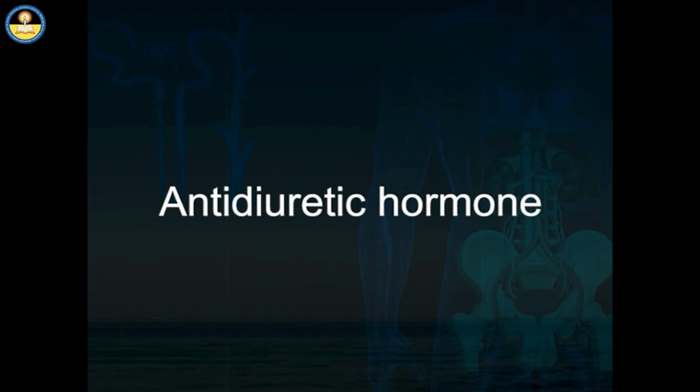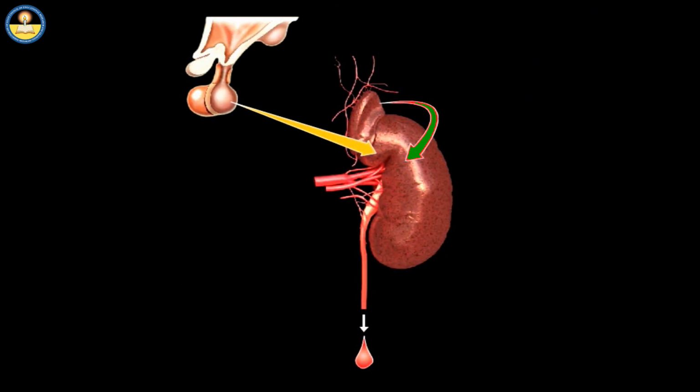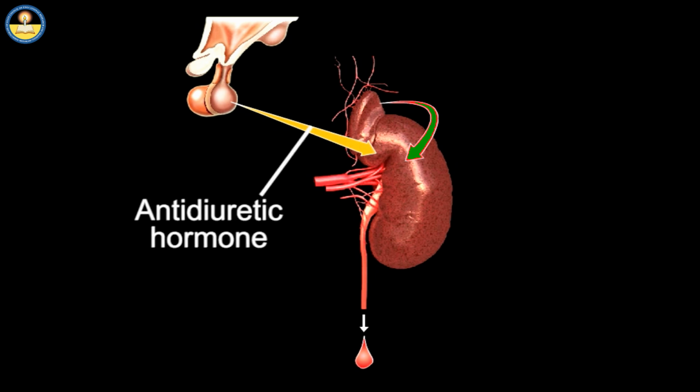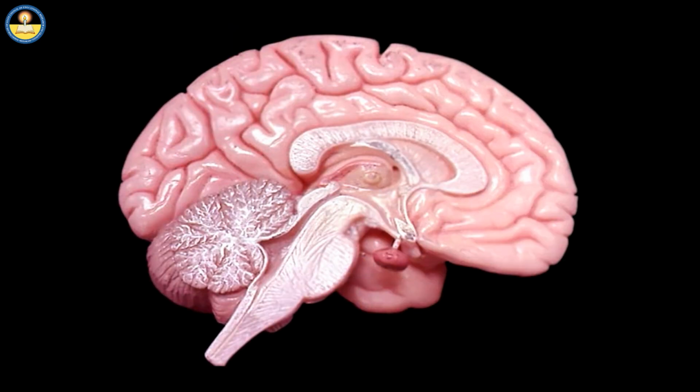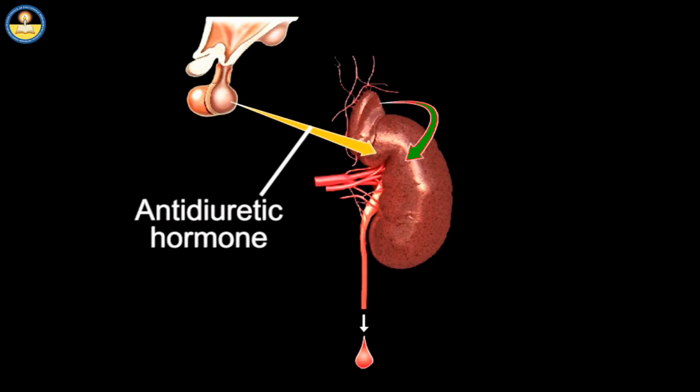Antidiuretic hormone. In order to control the amount of water that is excreted from your body, the hormone antidiuretic hormone is produced. Whenever there is any kind of fluid imbalance in your body, your brain senses it and activates the pituitary gland to secrete the right quantity of hormone.